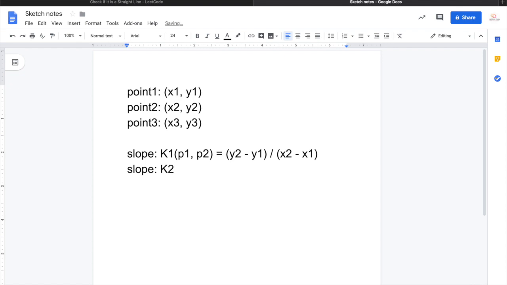We can either call it k2 or k3, which will basically compute whether we take p1 or p2 to compute the slope along with p3. The same case, how do we compute the slope for this straight line? We'll just use the difference between the y coordinates, which is y3 here and y1, divide that by x3 minus x1.